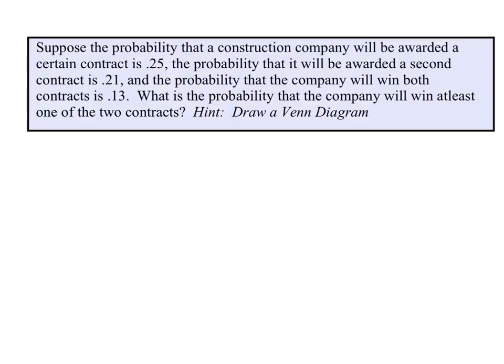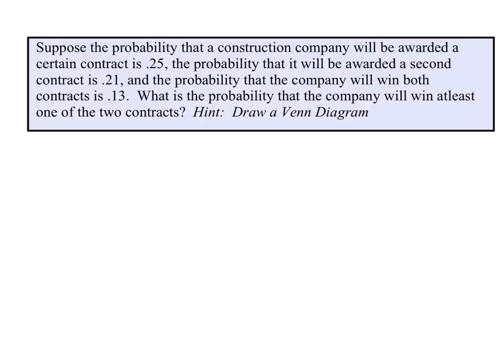Suppose that the probability a construction company will be awarded a certain contract is 0.25, the probability it will be awarded a second contract is 0.21, and the probability they get both is 0.13. What's the probability they win at least one of the 2 contracts?